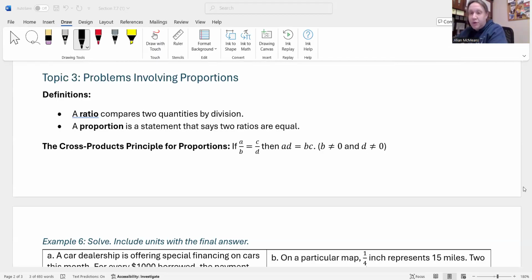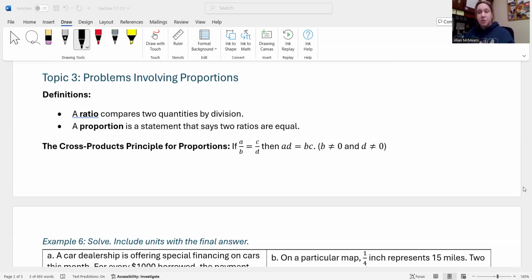So you do have to remember a ratio is something that just compares two quantities using division. So it's like a fraction, you're just comparing two things. And then a proportion is a statement that says two ratios are equal. So for us, we've already seen where we have one rational expression equaling exactly one other rational expression, and it gives us a shortcut for solving.